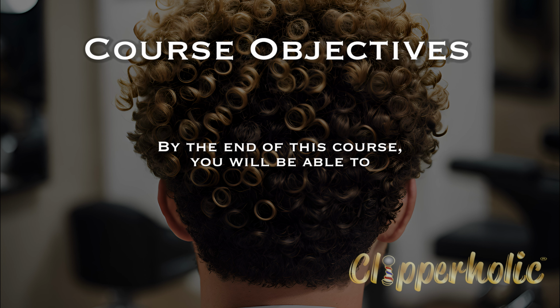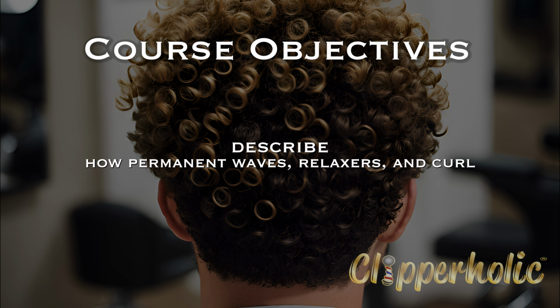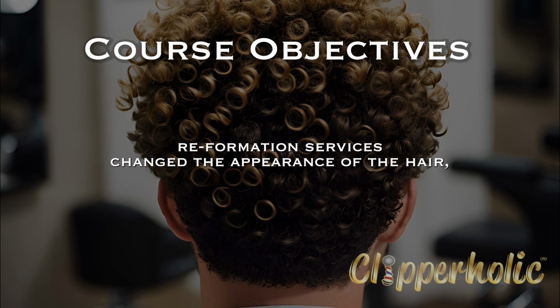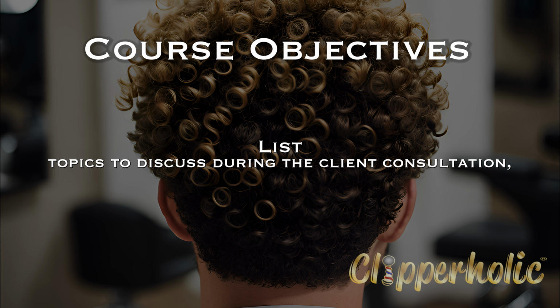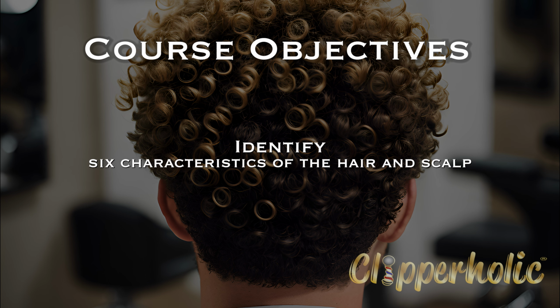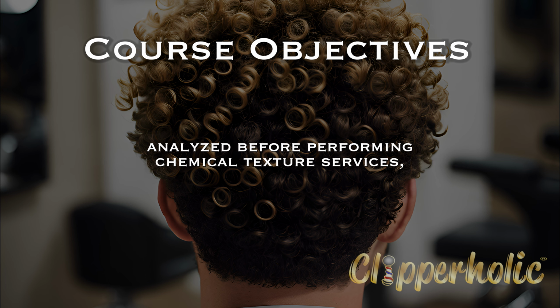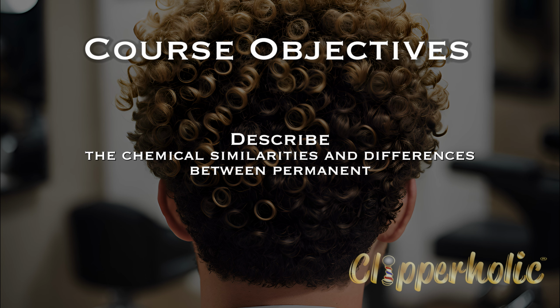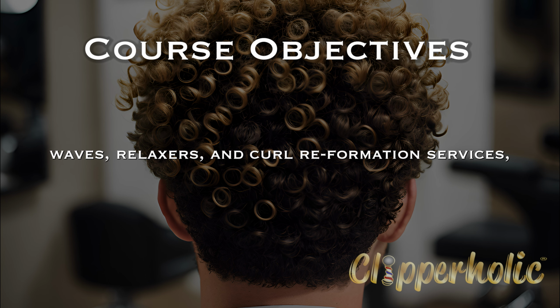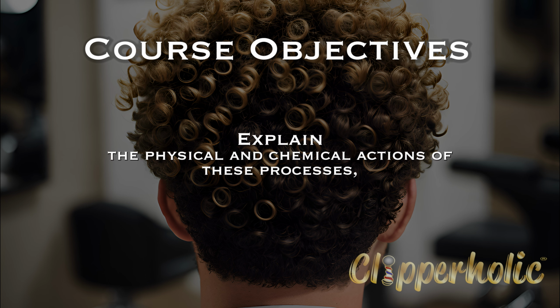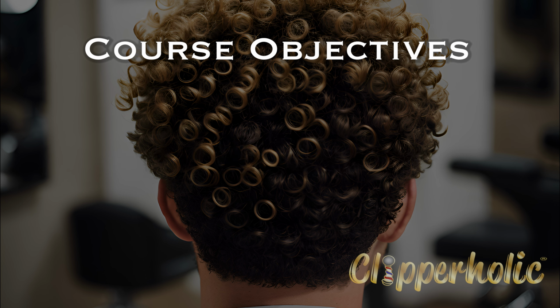By the end of this course, you will be able to describe how permanent waves, relaxers, and curl reformation services change the appearance of the hair, list topics to discuss during the client consultation, identify 6 characteristics of the hair and scalp analyzed before performing chemical texture services, describe the chemical similarities and differences between permanent waves, relaxers, and curl reformation services, and explain the physical and chemical actions of these processes.